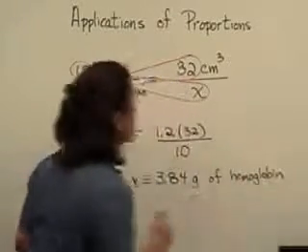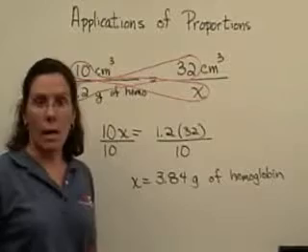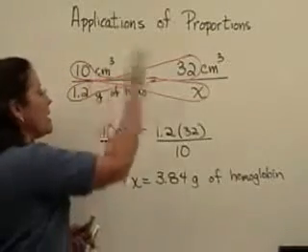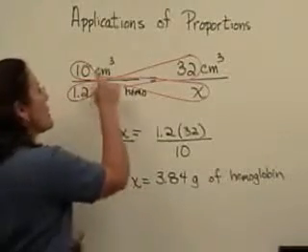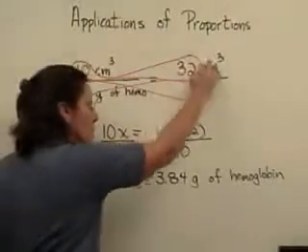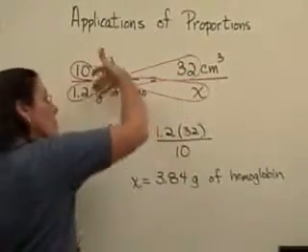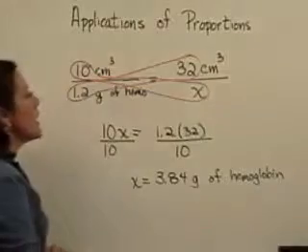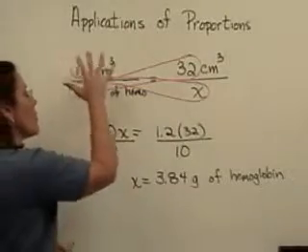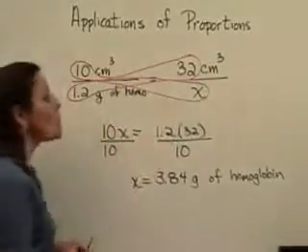Again, there are other ways to set up this problem, but I'm not going to go through those. Again, got to make sure though, if I have centimeters cubed to grams, then I have centimeters cubed to grams. Or I could have flipped these. I could have put grams in the numerators. But you just have to make sure that you compare one to another appropriately, directly, if you will.